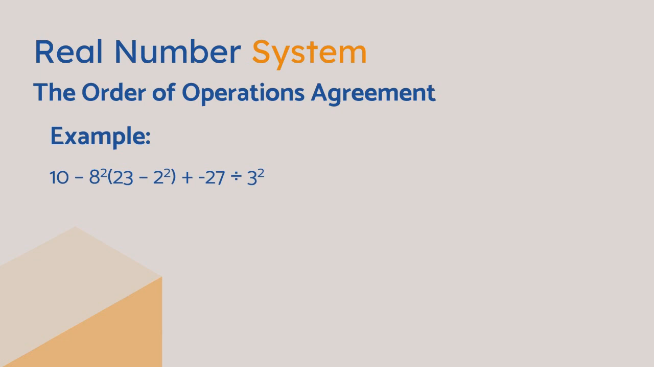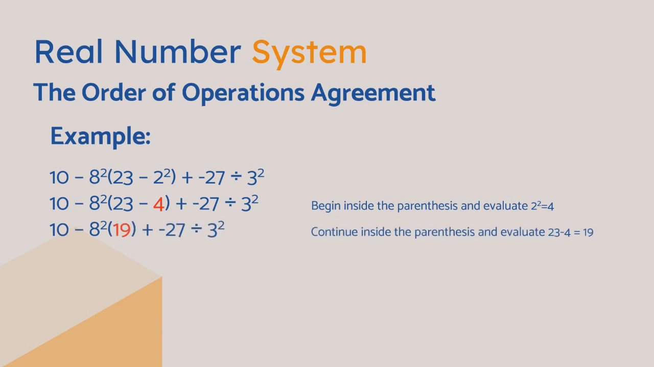And since we're dealing with the inside of the parentheses, what's next inside the parentheses is exponents. So we need to do 2 squared first before we can evaluate the inside of the parentheses. So begin inside the parentheses and evaluate 2 squared equals 4. So we have 10 minus 8 squared times 23 minus 4 is 19 plus negative 27 divided by 3 squared.